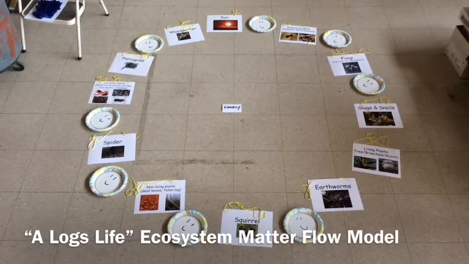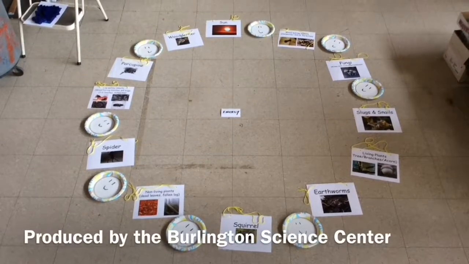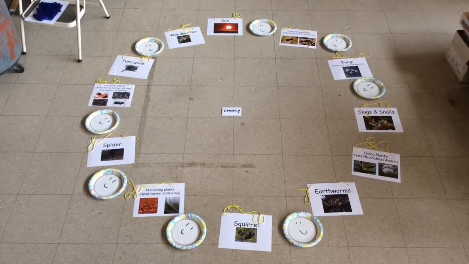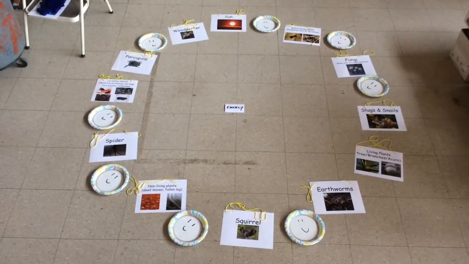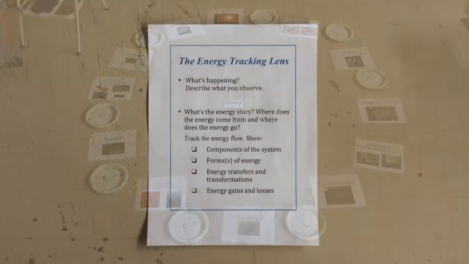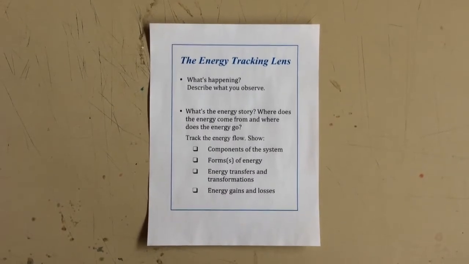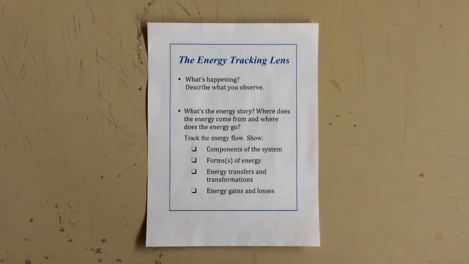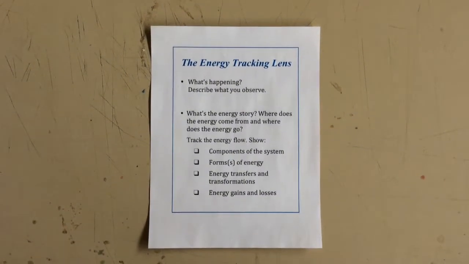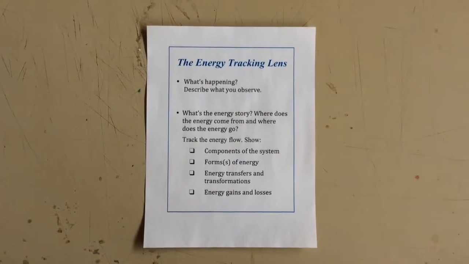Hello, teachers, and welcome to your online virtual professional development model of how you're going to create energy and matter models with your students around the book A Log's Life. During your modeling of our ecosystem energy web, you'll be using the energy tracking lens. This is a tool that your 5th grade students will be familiar with as they used it extensively during their grade 4 energy unit.